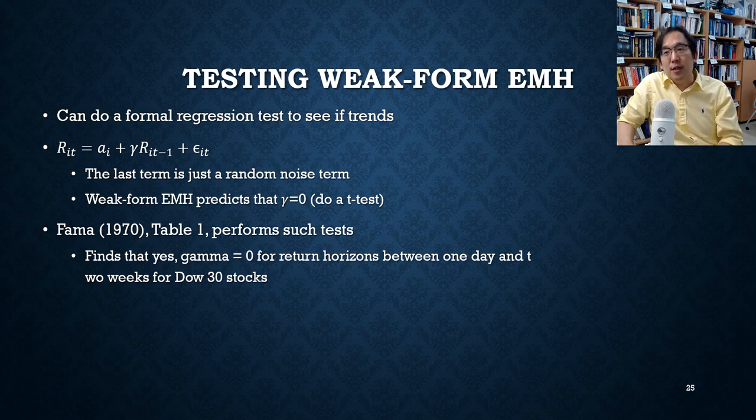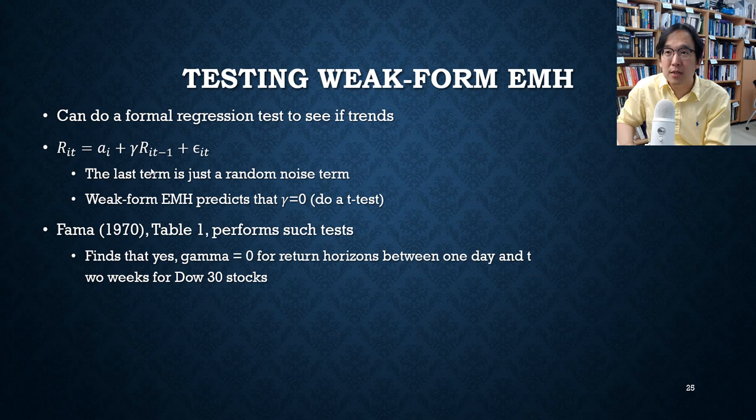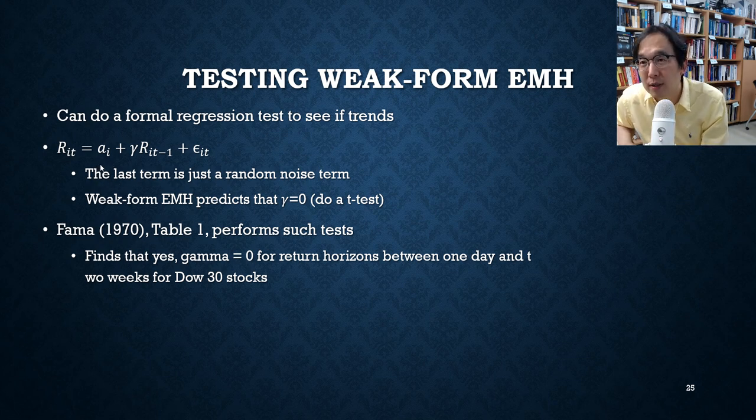In that sense, weak form market efficiency, how can you also test it? In this way, past returns and future returns. Run a linear regression like this. We can do a formal regression test to see if trends like this should be there.